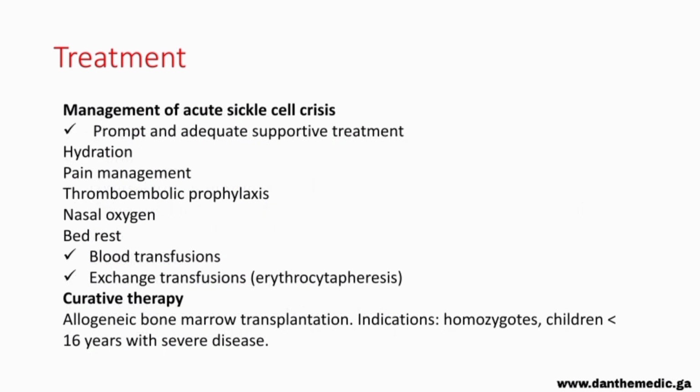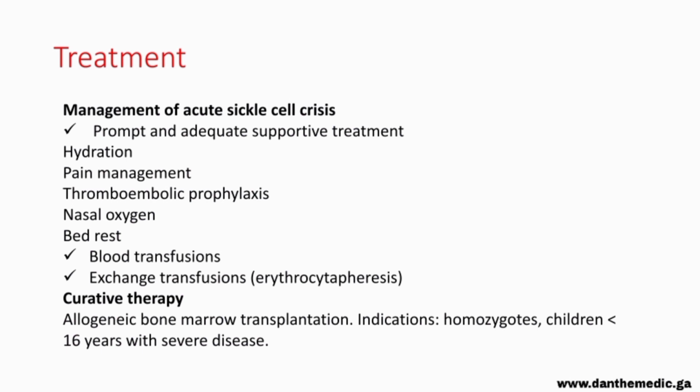Now, in the case of acute sickle cell crisis, how do we manage this? We have to treat by supportive therapy, and number one is hydration, so proper hydration. Pain management with NSAIDs and also opioids. We can also administer thromboembolic prophylaxis. We can give oxygen in order to reduce the possibility of sickling or to reduce the amount of cells that are already sickled. Then also bed rest.